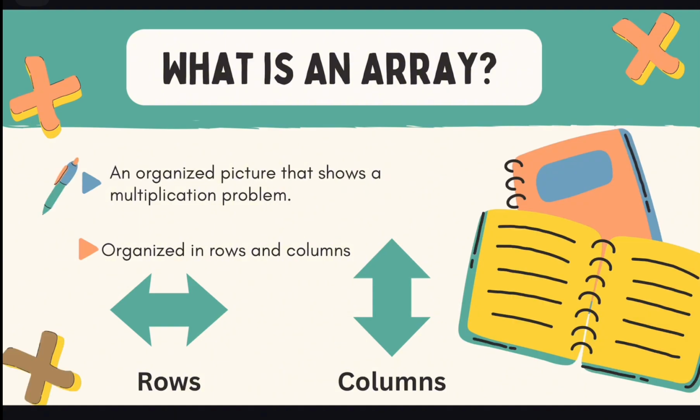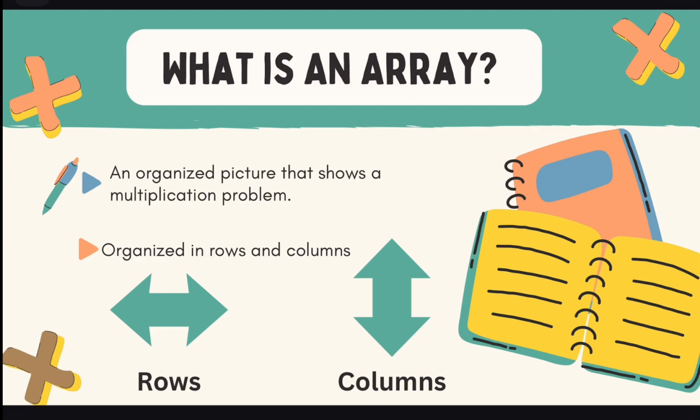Okay, so first, I keep saying this word array. What is an array? Well, an array is just an organized picture that shows a multiplication problem. And the way that it's organized is that it's organized in rows and columns. So a row goes side to side. It goes across horizontally. A column goes up and down vertically.